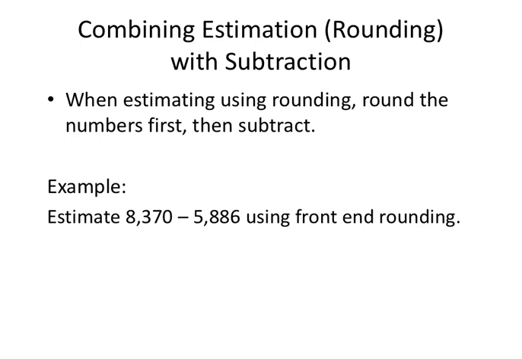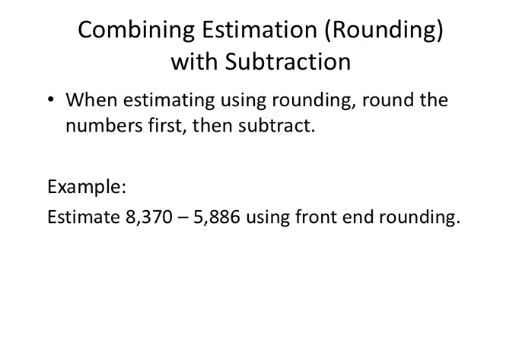Combining is just estimation with rounding, but we're using subtraction in this case, right? So when it says use rounding, you're going to round the numbers first and then do the subtraction with the rounded numbers. Like this example: it says estimate 8,370 minus 5,886, but we're going to use front-end rounding. Remember, front-end rounding is just the front number, right?